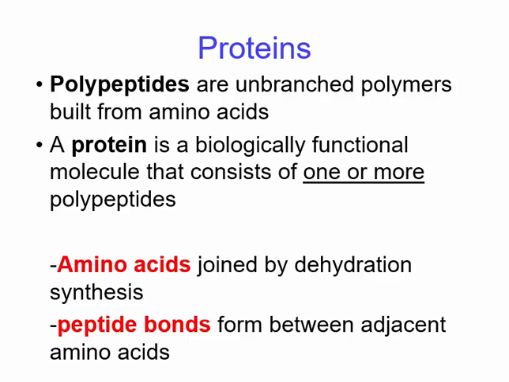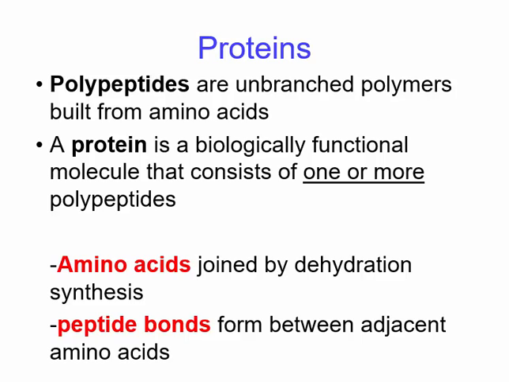Now a protein, the sort of finished product, might actually consist of more than one polypeptide, whether that's because multiple polypeptides come together, or a polypeptide is produced and then it's cut and then those pieces come together. But a protein can be built out of more than one polypeptide. Not always, sometimes it is just one, but it can be made of more than one.